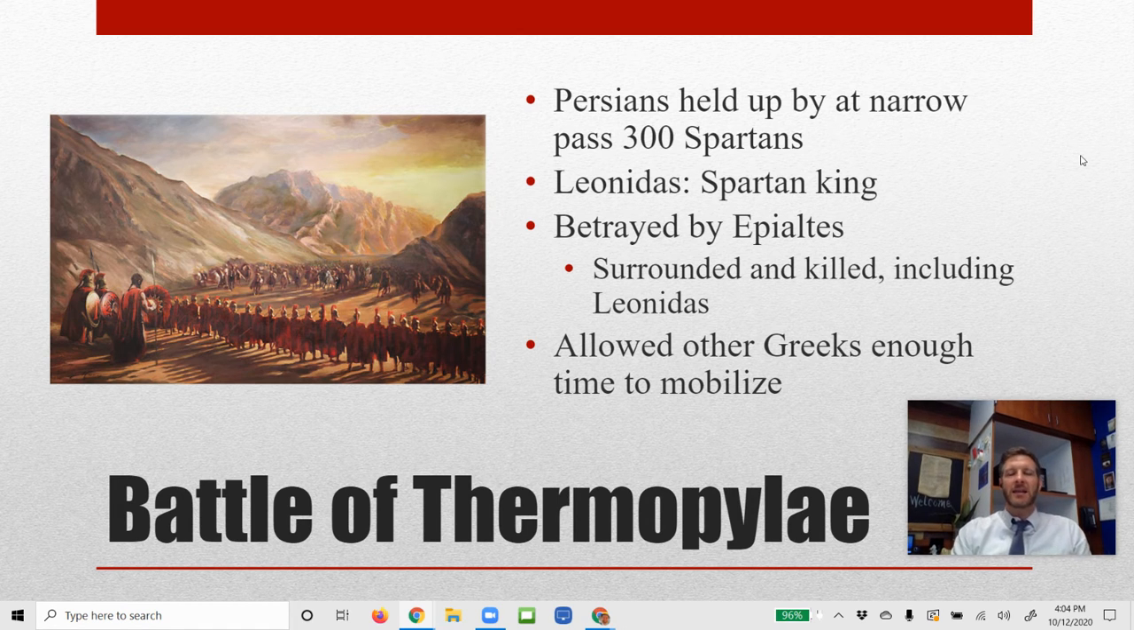And so for 3 days, the Spartans, led by King Leonidas, hold out. And they're able to delay the attack of the Persians. That picture here is the Spartans forming a line and the Persian horde coming through that mountain pass.